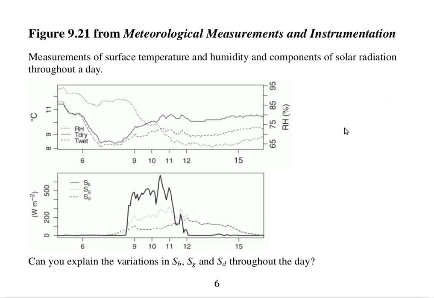These are measurements from a day in Reading. The top graph is temperature and humidity throughout the day, and the bottom one is the solar beam, global solar radiation, and diffuse solar irradiation throughout the day. So explain what's happening. Why are they all changing as they are? My answers will be in the next video.